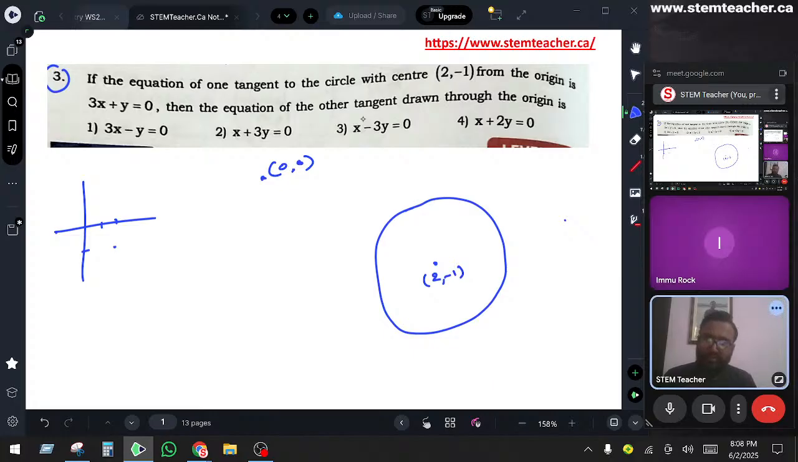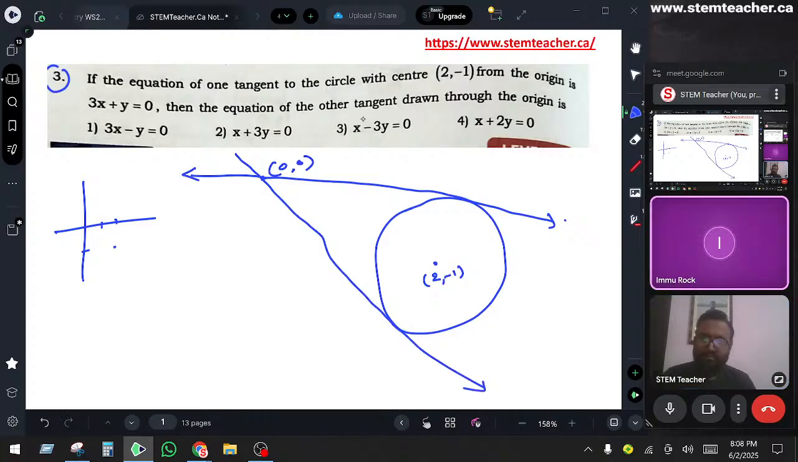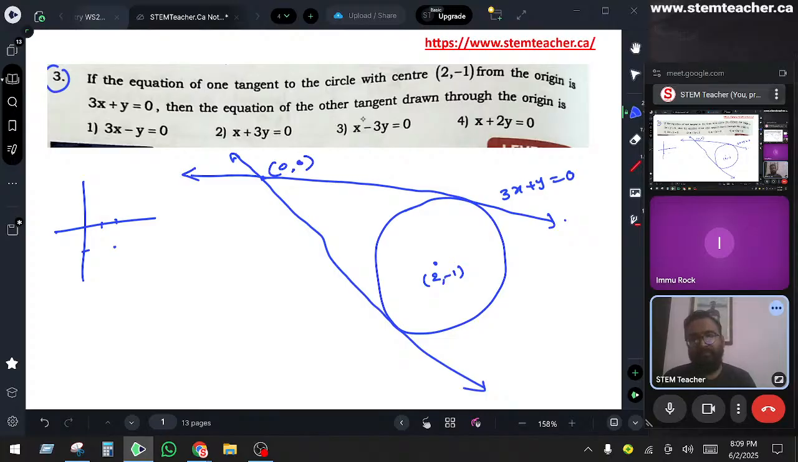We have to think carefully. And one equation of tangent is this. This is one tangent. There will be another tangent. And its equation here given 3x plus y is equals to 0. So what is the equation of other tangent? Clearly, this is passing through origin, means there is no constant in any of the equation. Can you observe?